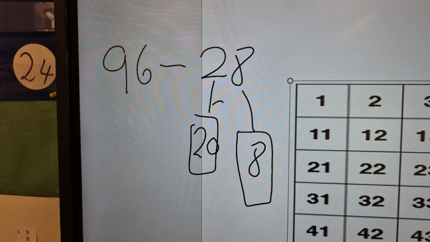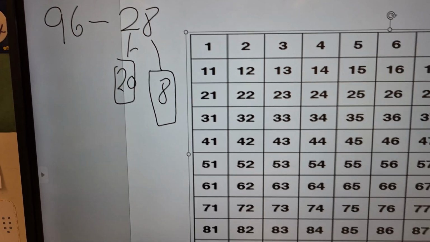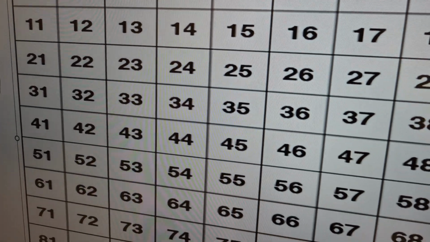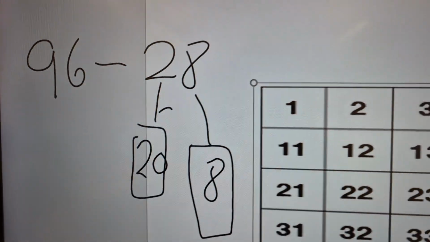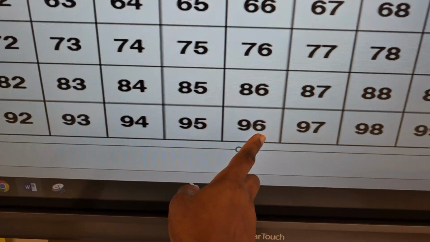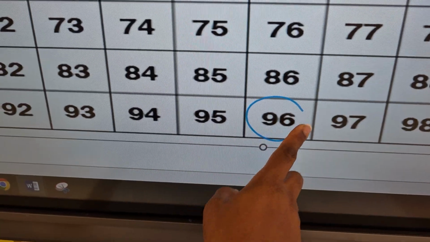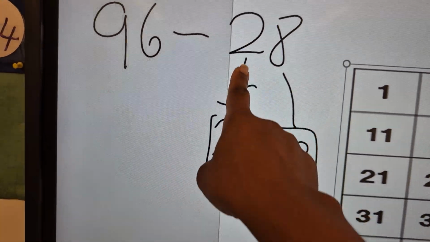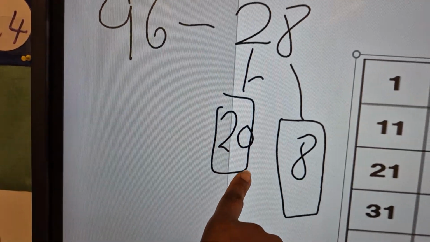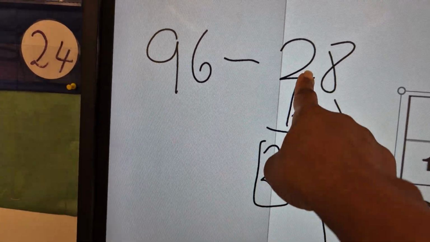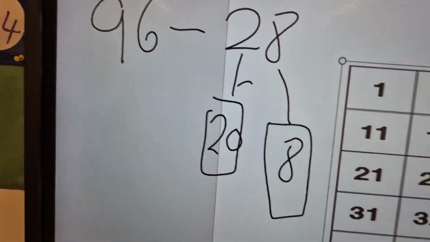I am going to go to my 100 chart, and the first thing I'm going to do is to locate the number 96 on the 100 chart. I am going to circle my 96. The next thing I'm going to do is to look under the 10. I am going to jump 2 times, which is 20. 2 represents 20 because it's in the 10th place.